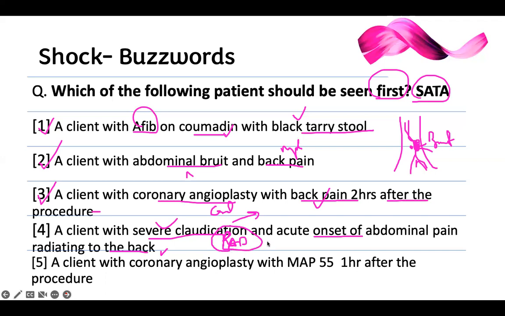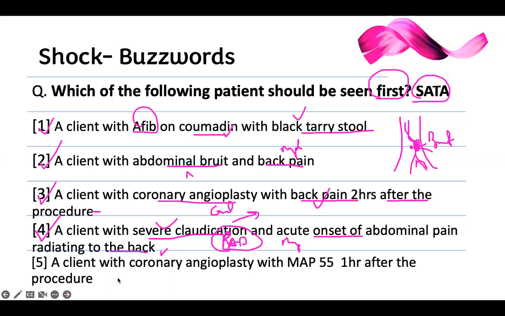So this patient probably has an abdominal aortic aneurysm. And so they have acute onset of abdominal pain radiating to the back. That means rupture of the aneurysm. You have to see this patient.